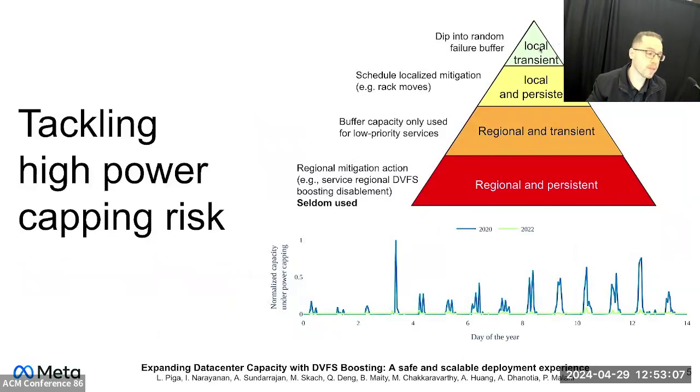It can be local and transient, which is very easy to do, and we treat it as a random hardware failure, or it can be persistent and local, where we do rack moves. We ask our facility to do rack moves. It can be regional and transient, where we can allocate some capacity that's going to be used just by low priority, and we can shut down or power cap these machines without compromising our infrastructure, or it can be regional and persistent. This one, we don't want to use, and for the DVFS case, we pretty much don't enable it in a region if we see this risk.